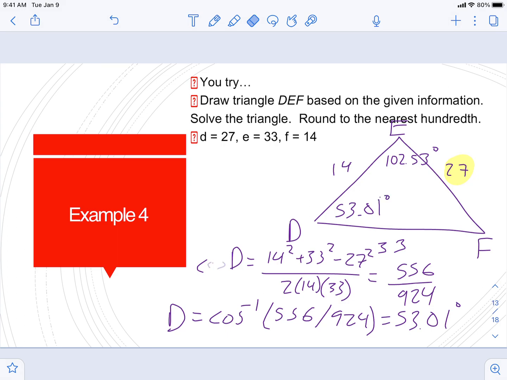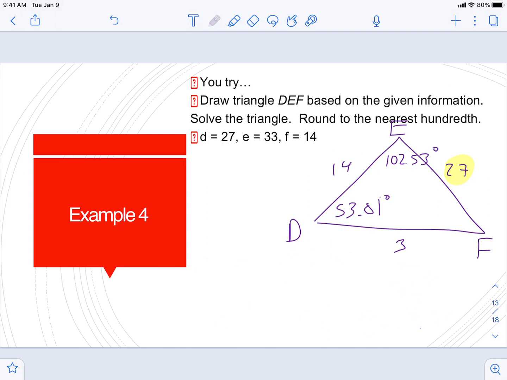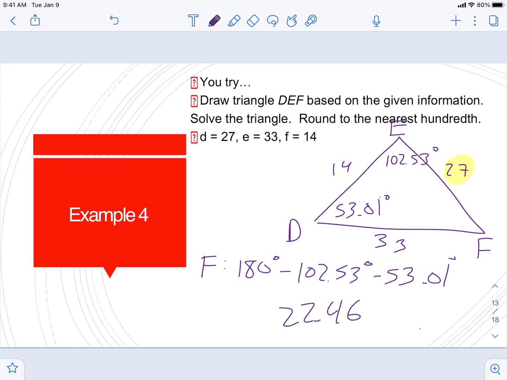And if we get this far, then that last one, all we got to do is subtract from 180. So angle F, it's going to be 180 minus 102.53 minus 53.01, and that gives us 22.46. And there you go. Now we got a solved triangle.